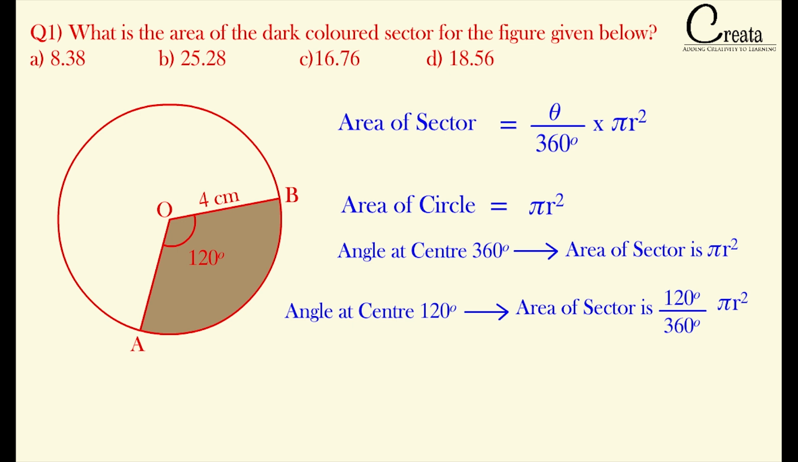So let's put the value, that is radius as 4 cm. On putting the value and also putting the value of pi as 22/7 and solving, we got the answer as 16.76. So this is the answer of the question.